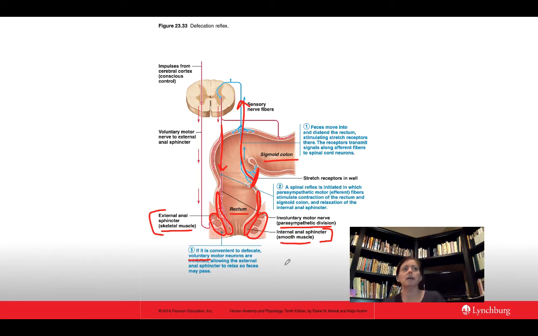So if we get the signal from our parasympathetic nervous system to say, hey, defecation is happening, if it's a convenient time, then we have control over our skeletal muscle to say, okay, yes, we will allow our external anal sphincter to relax, and that's going to let the feces out of the body and complete the whole process.